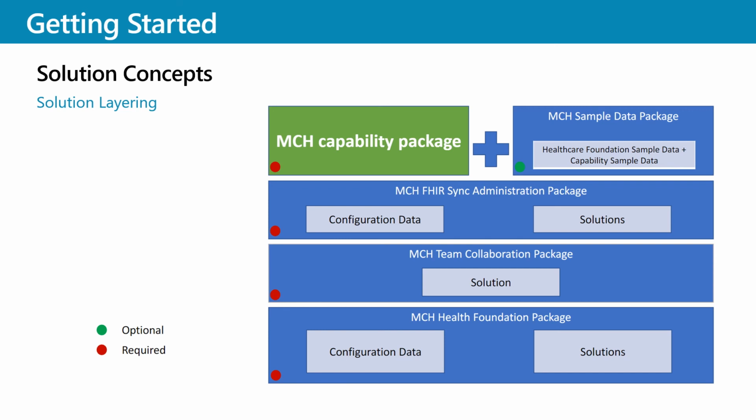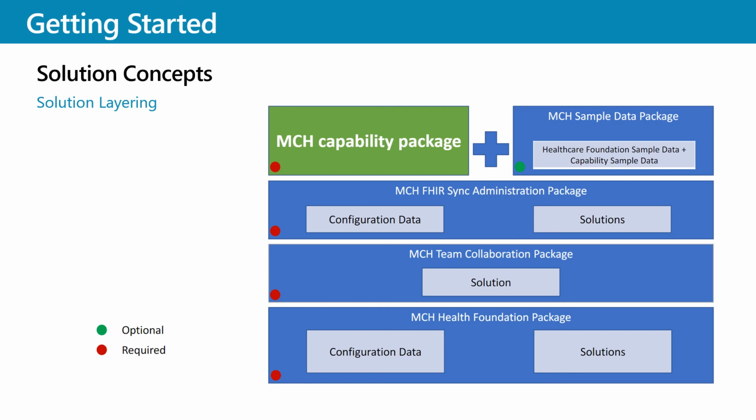When two managed solutions have conflicting definitions, the runtime behavior is either last one wins or a merge logic is implemented. The first layer is the Healthcare Foundation package. This is a combination of configuration, data, and solutions. Next is the Team Collaboration package, followed by the FHIR Sync Administration package, which is also a combination of configuration, data, and solutions. The last install is the Cloud for Healthcare Application Capability package. Optionally, you can install the Sample Data package. Anything you build will sit on top of these layers.